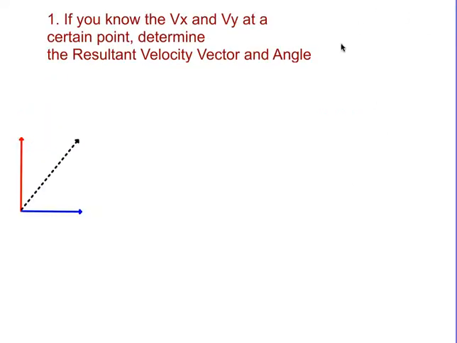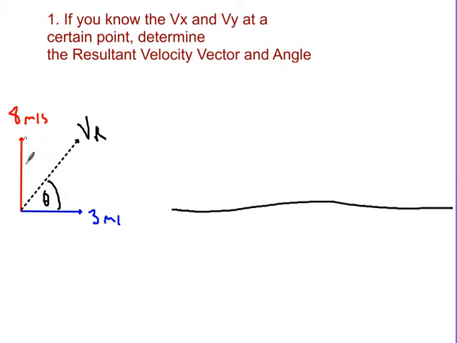So let's get started. Let's assume where we're at right now, which means we know the x and the y, and let's say this is 8 meters per second, and we'll call this 3 meters per second. Then we need to solve for the resultant velocity and this angle here. And we always do this angle relative to the ground, not relative to the y-axis.